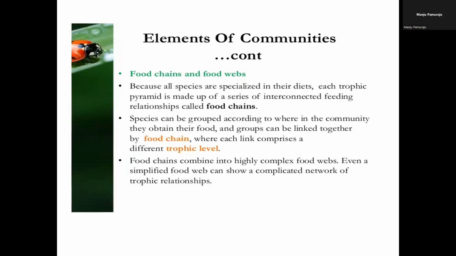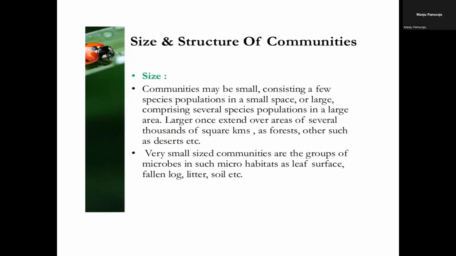Food chains combine into highly complex food webs, and even a simplified food web can show a complicated network of trophic relationships. So the next one is size. A community may be small, consisting of a few species populations in a small space, or large, comprising several species populations in a large area, and larger ones extend over several thousand square kilometers. For example, large sized communities are a forest and a desert. They occupy a large area. Whereas very small sized communities are groups of microbes in such microbe habitats as a leaf surface.